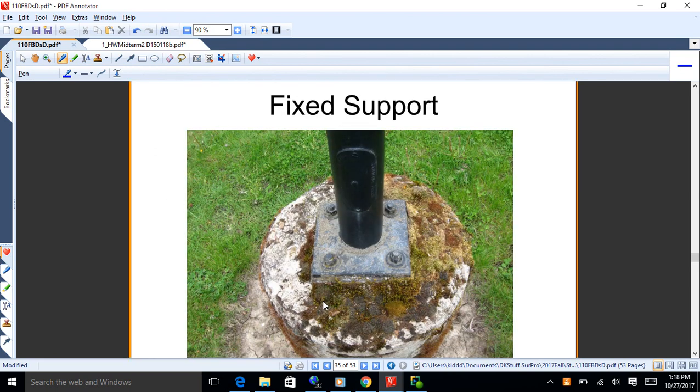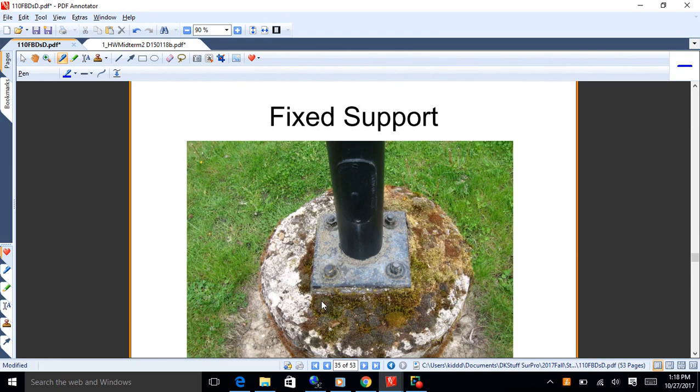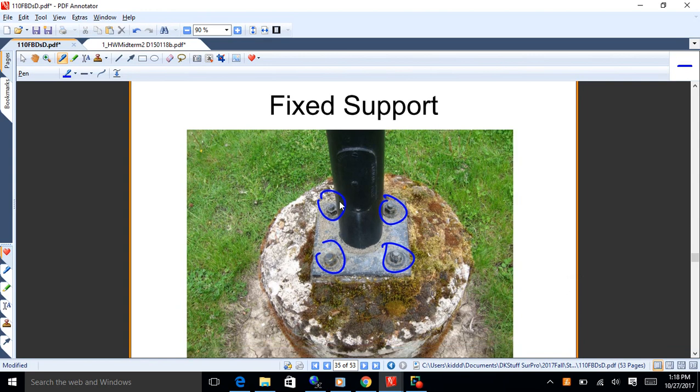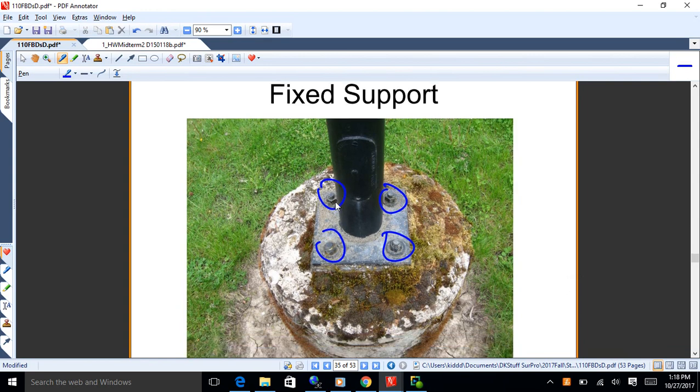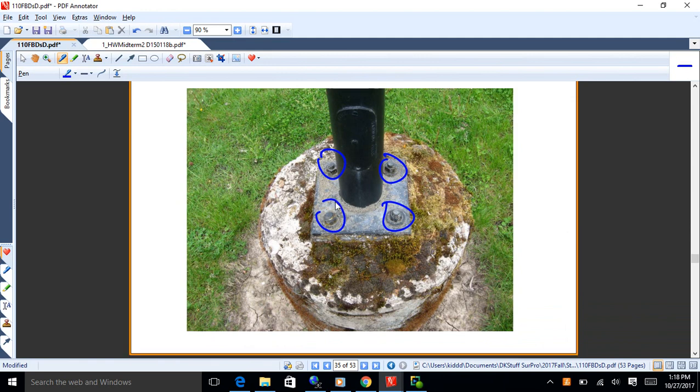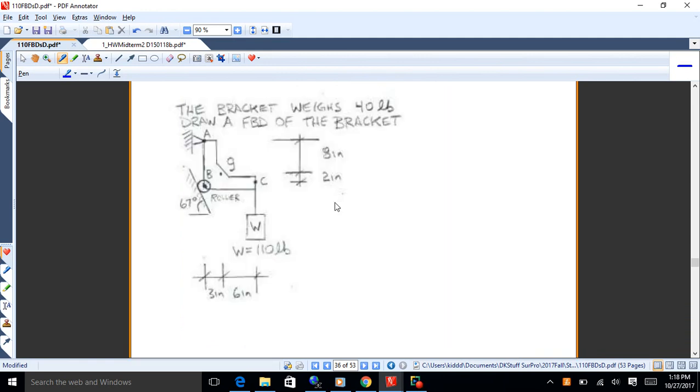So when you prevent motion, the motions you prevent are represented by reactions. So there's a fixed support: four bolts, pipes welded to a plate. This is a light post or something like that, with the bolts embedded in concrete. That thing's just not going anywhere. So that's called a fixed support or a cantilever support. So that's just the basic pictures. On the next page, we got some examples.